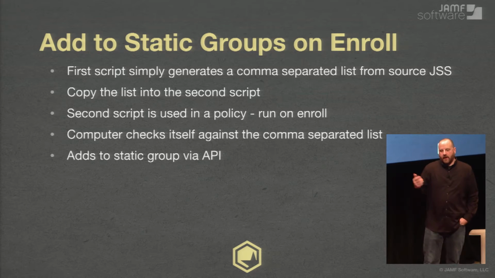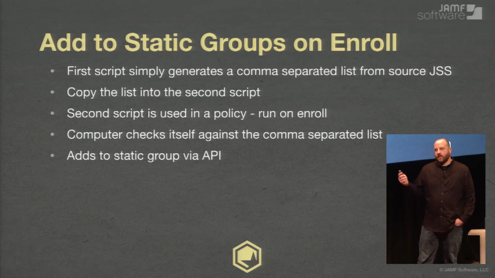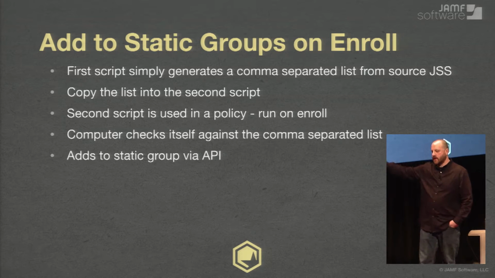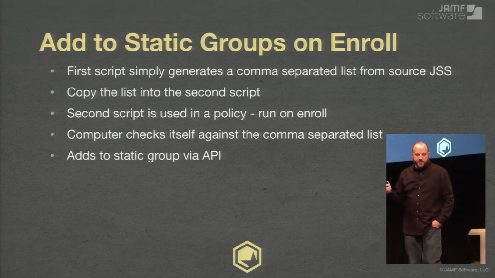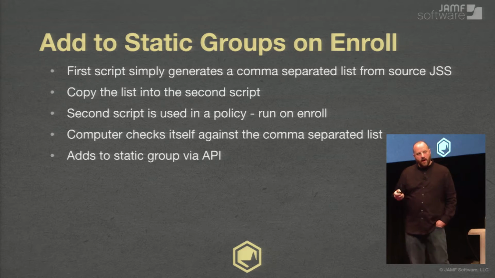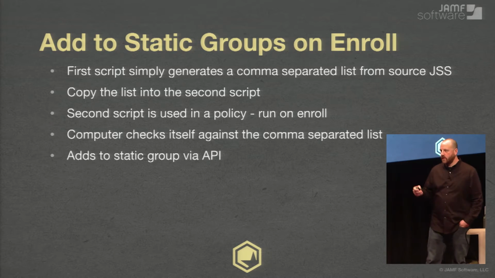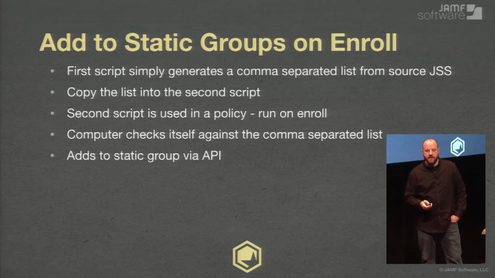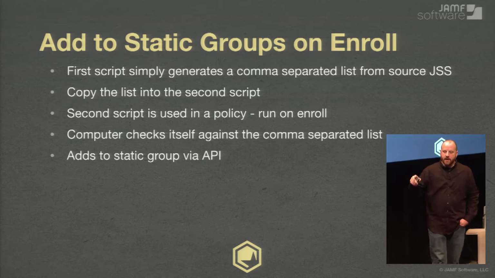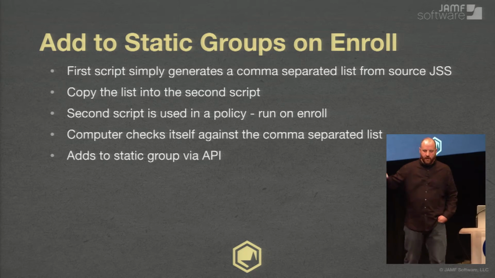So the first script, all it does is generate a comma-separated list from the source JSS of serial number, comma, static group, serial number, comma, static group. And then you just grab that entire list and paste it into the second script. The second script you run on the new JSS as computers enroll, so you do it as a once per computer on enroll policy, and it'll check itself against that list and see which groups it needs to be put in, and it'll use API credentials that are stored in the parameters of the script to move the computer into the group.